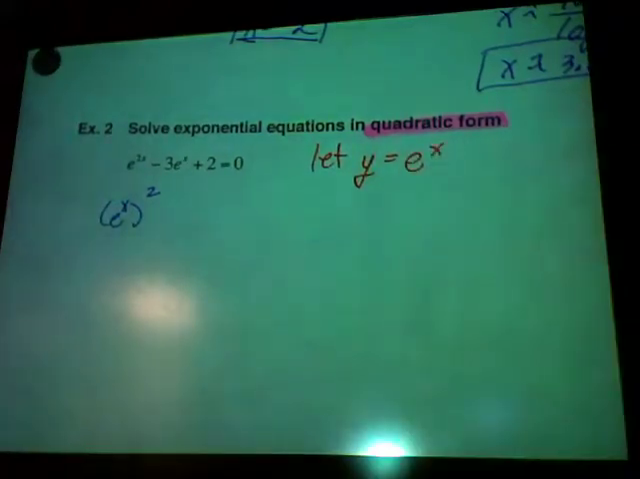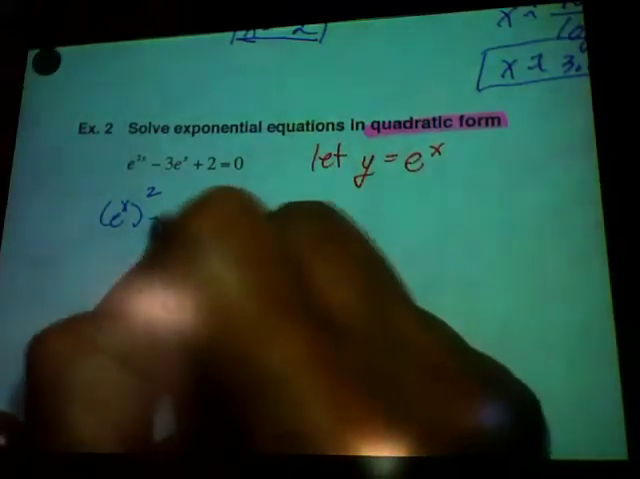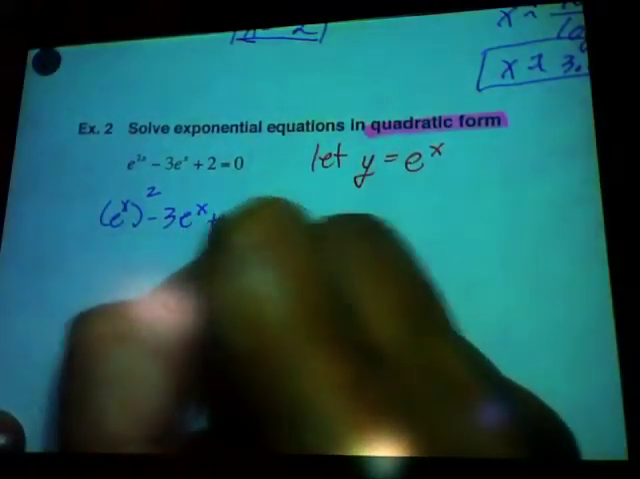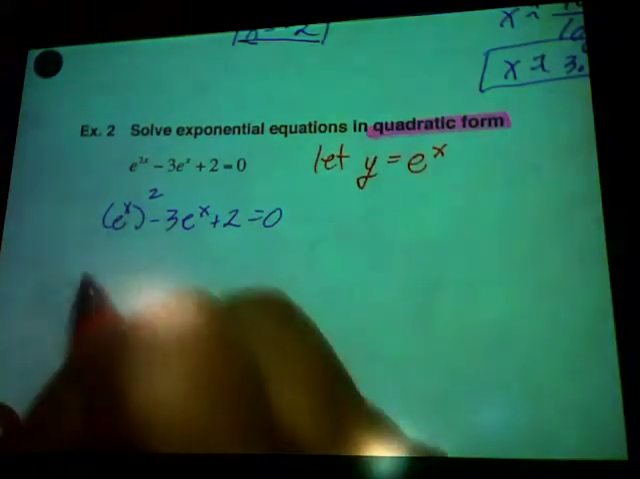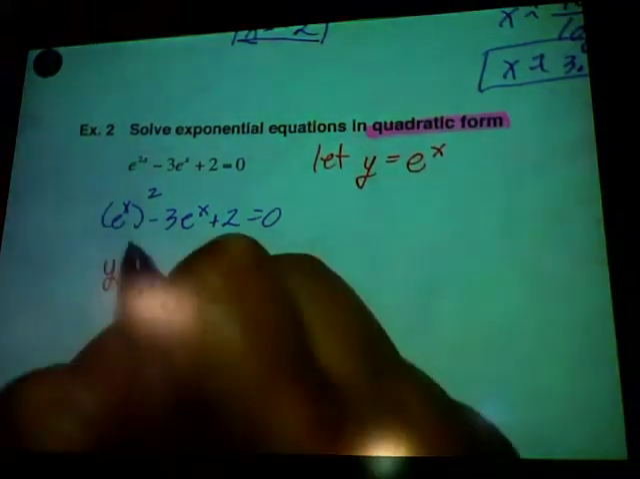I'm using y because I don't want to confuse the x in e to the x with x. So if I let y equal e to the x, this is what I have. Can't I replace each e to the x with a y, so it looks prettier?